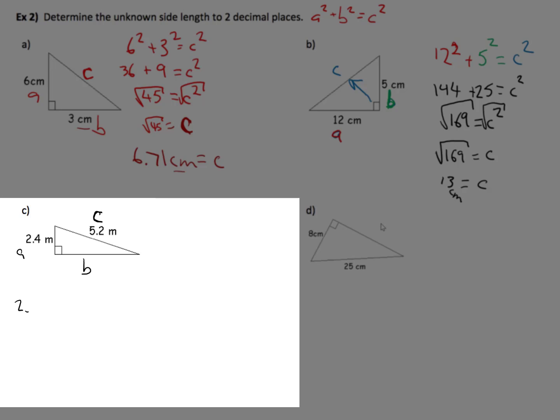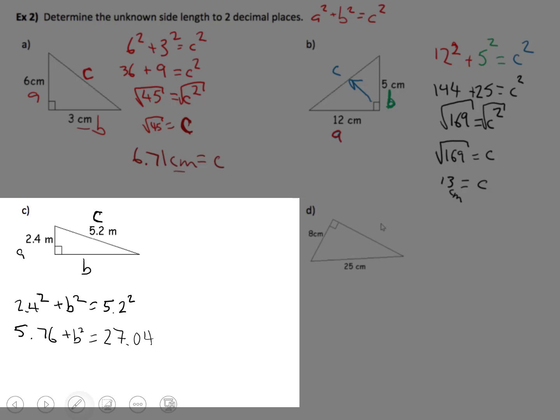So I have 2.4 squared plus, well, I don't know what B is, so it's B squared equals 5.2 squared. Now I'm going to square everything, and I end up with 5.76 plus B squared equals 27.04. Okay, now we just need to solve for B.